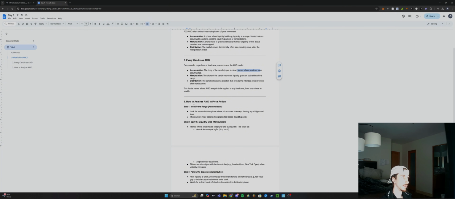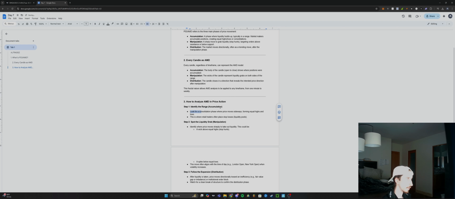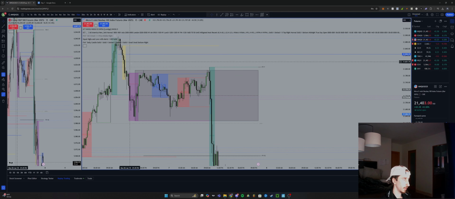But ideally, look for the range, right? Look for a consolidation phase where price moves sideways, forming equal highs and lows, right? I don't know why I put that. It doesn't need to be equal highs, forming basically any sort of highs or lows, right? Because in this example, we just create a whole bunch of highs, but of course there are some equal highs and equal lows in here on different time frames.